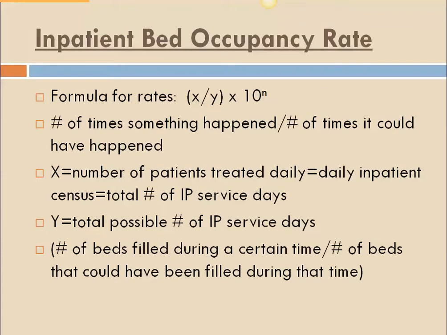So let's start plugging that into our formula. You may remember that the formula for rates and ratios and proportions is the same. It's x divided by y and then multiplied by a multiple of 10. We can also put this in terms of the number of times that something happened as our x, compared to the number of times that it could have happened as the denominator, or y.